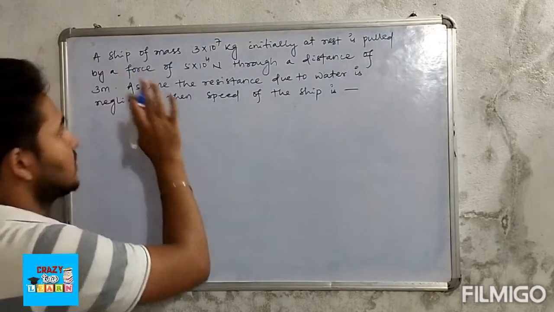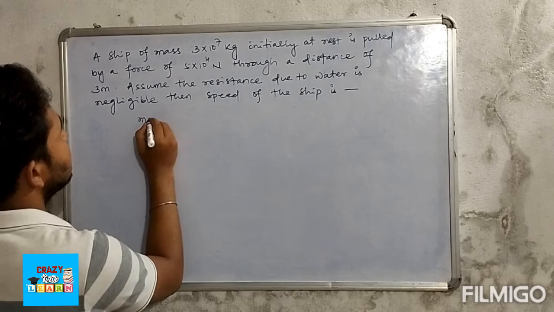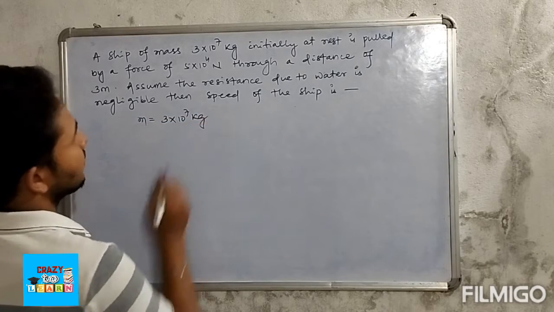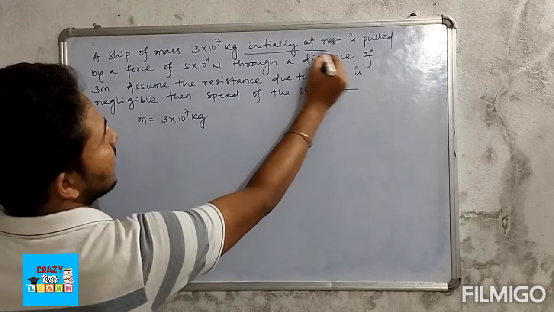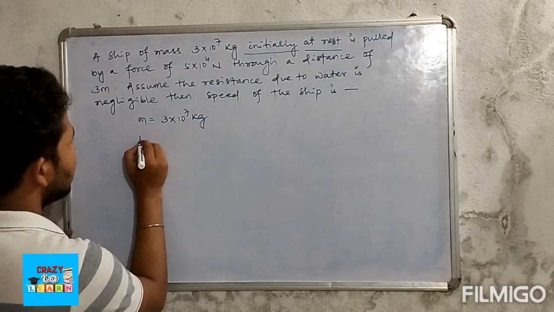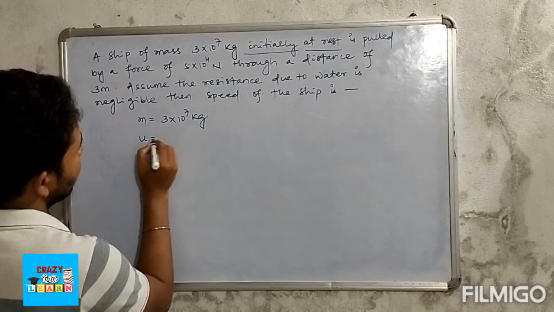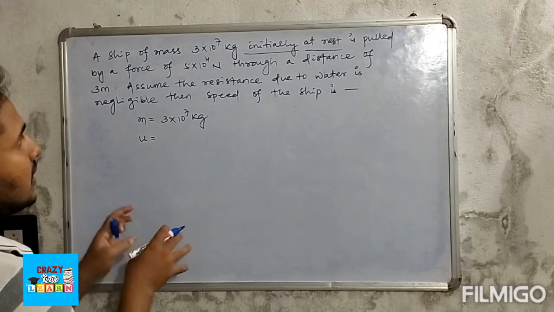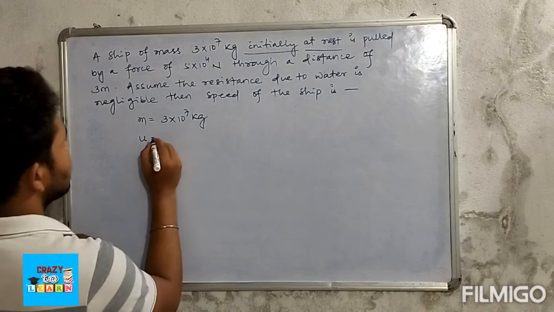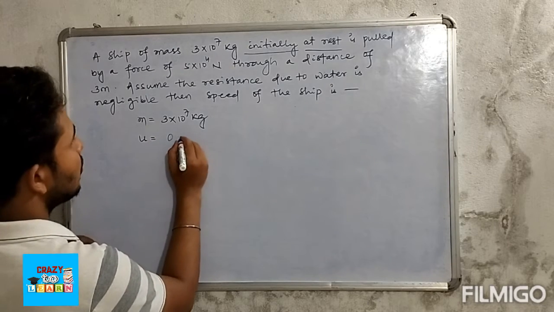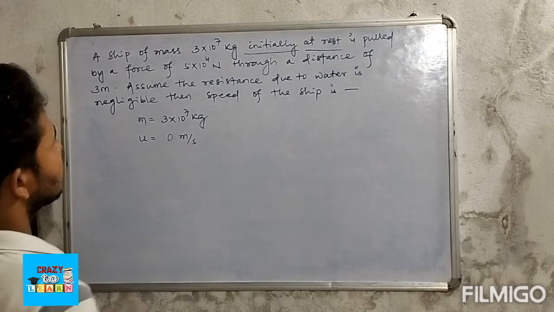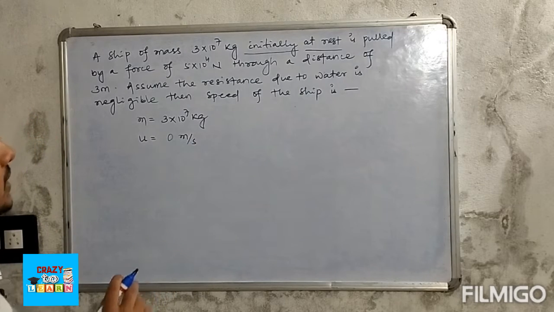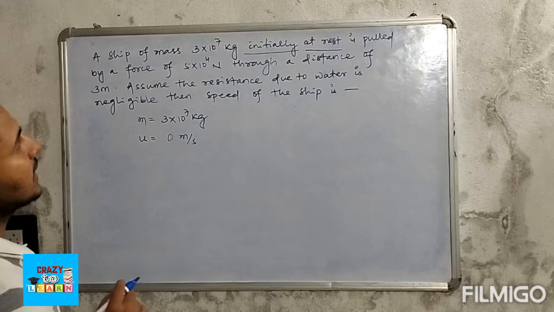Ship of mass. So mass is equal to 3 into 10 to the power 7 kg. Initially at rest. That means initial velocity. In the previous problem I already discussed what is final velocity, what is the initial velocity, how we will put in the equation of motion. So initial velocity u is equal to 0 meter per second, as the unit of velocity or speed is meter per second.